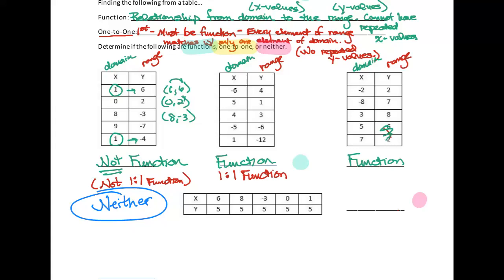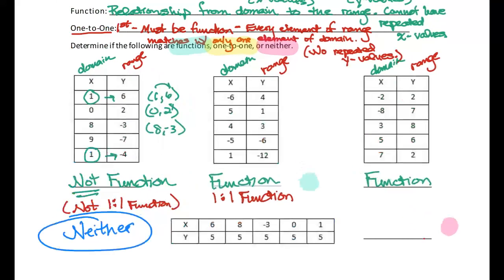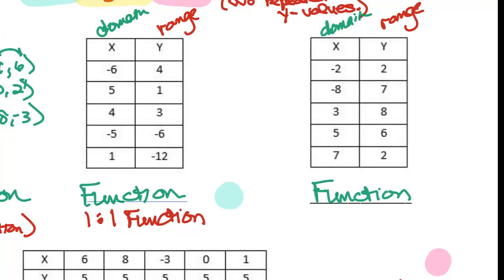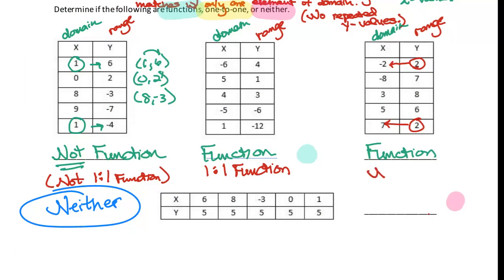And then do I have any repeats in the y values? Yeah, you got 2 going back to -2, and 2 goes back here to 7. So it is not a one-to-one function. Does everybody see the difference? You got to look for those repeats. And they're not necessarily always in order either.